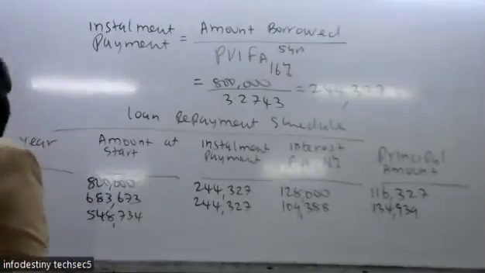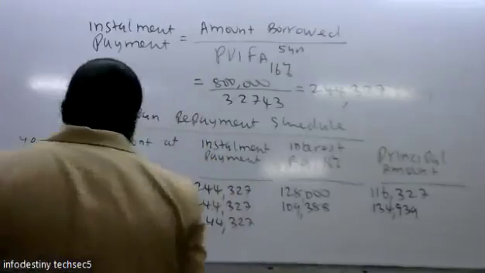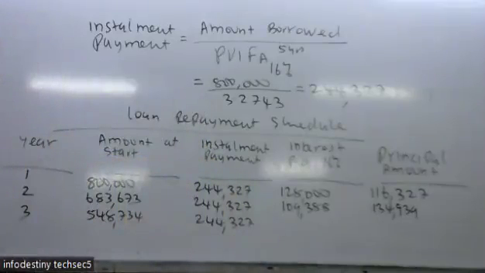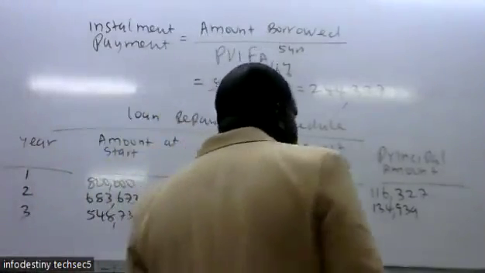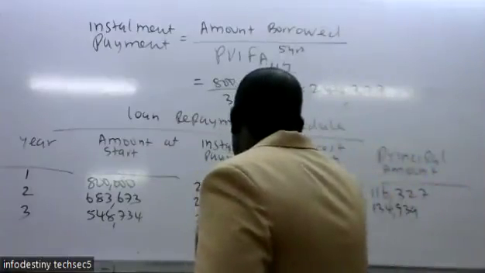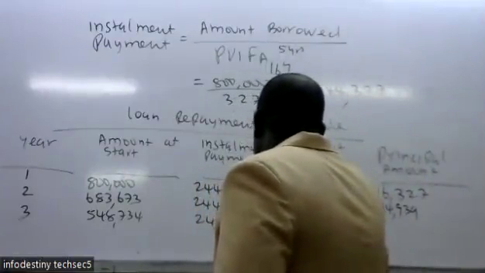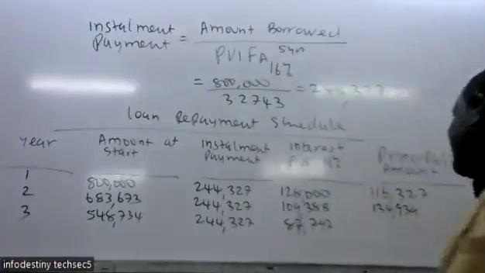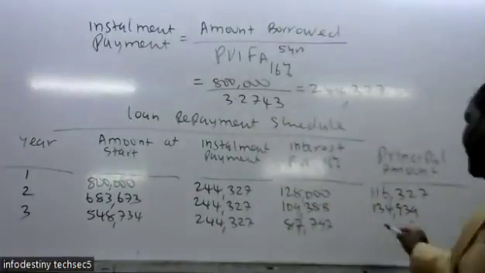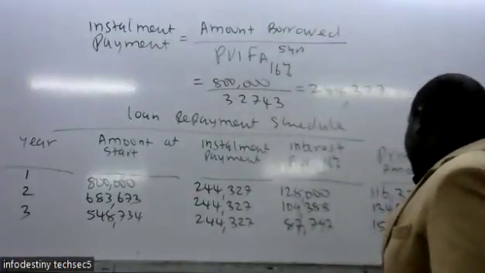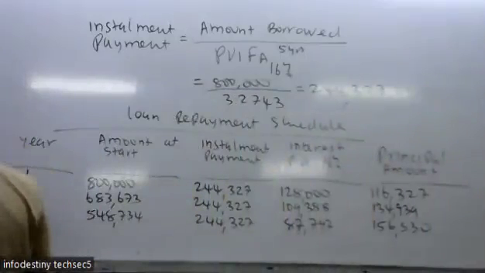548,734. Installment is still 244,327. So interest per annum, 16% of 548,734. 87,797. So what should be the principal amount? 156,530. You also go to year four.